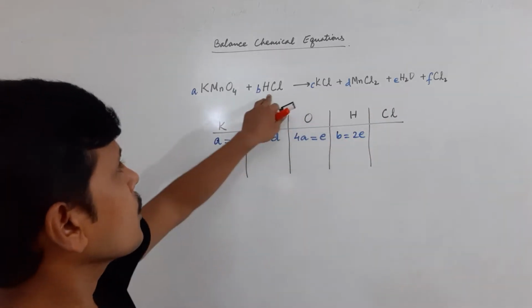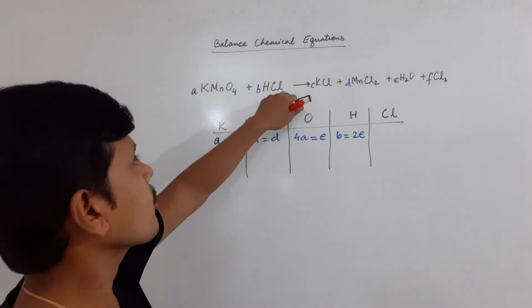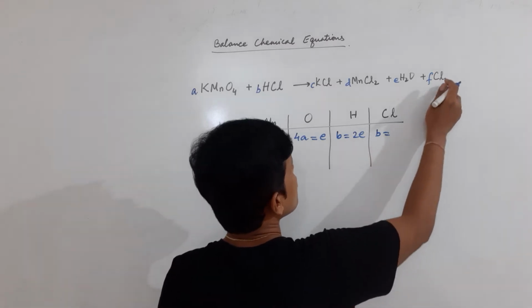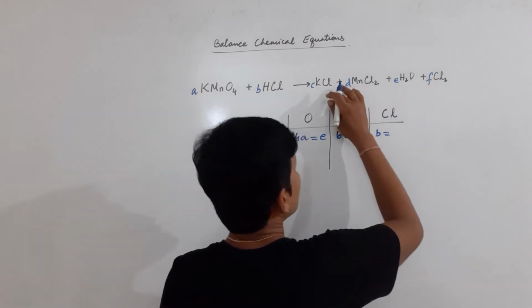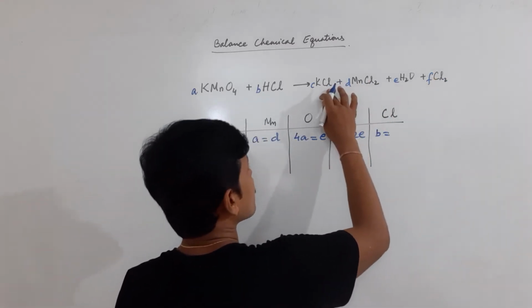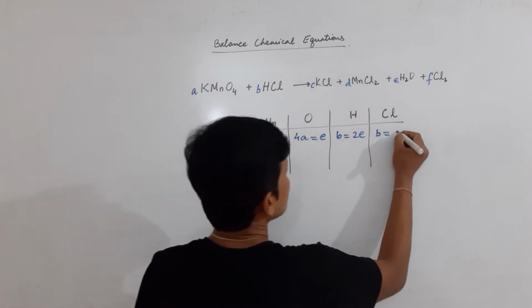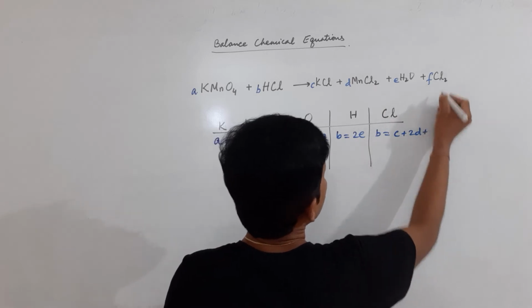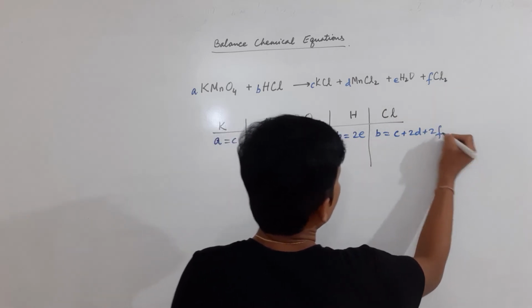Now let's move on to the chlorine part. We have one atom of chlorine over here, so 1 times B, that is B, which is equal to twice F. But we have chlorine over here also. So starting from here, this is equal to C, plus 2 into D, 2D, plus twice F.